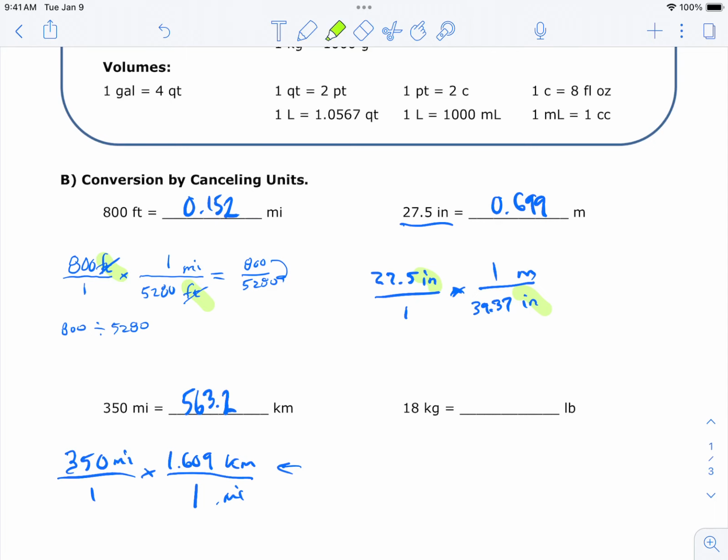So once more, the whole idea, the miles are canceling, they're going away, just like canceling an X, whatever, it cancels. They cancel the units. The kilometers is what's left that they don't cancel, so your answer must be in kilometers.